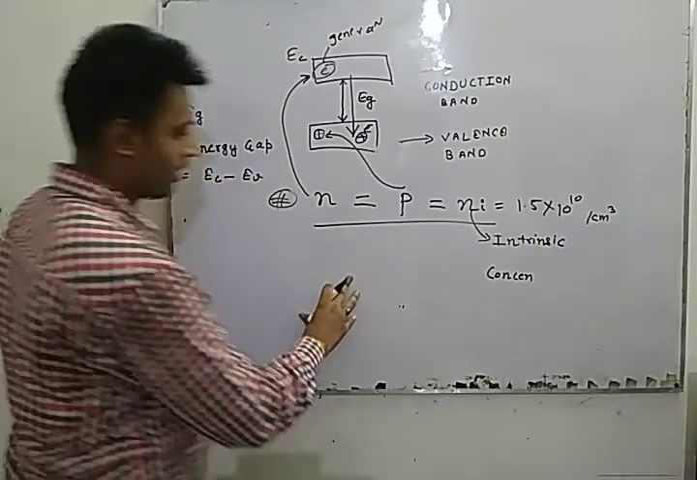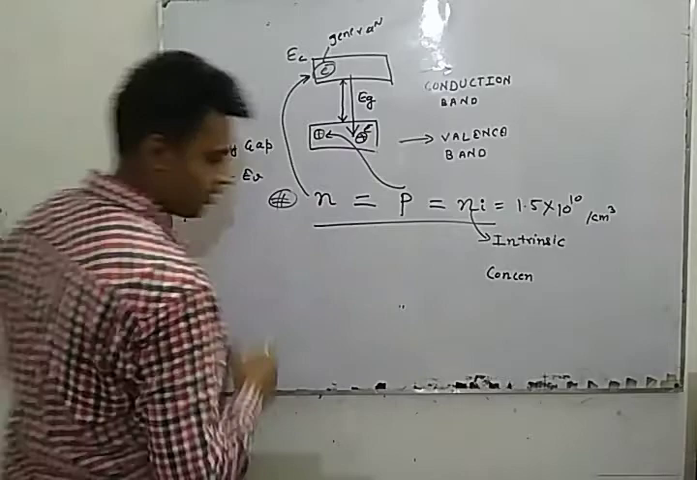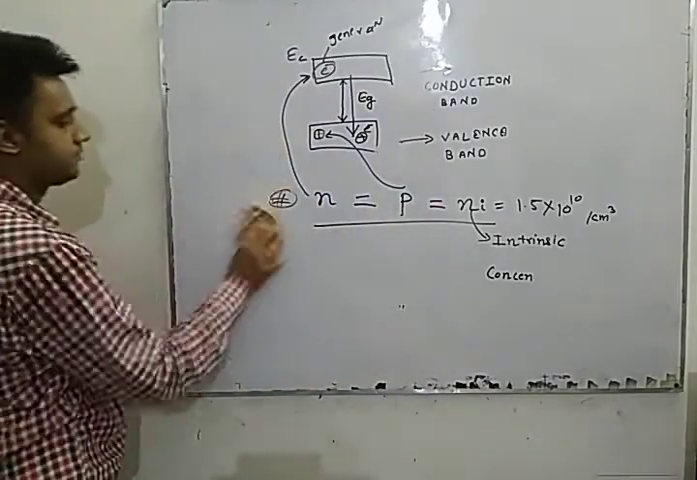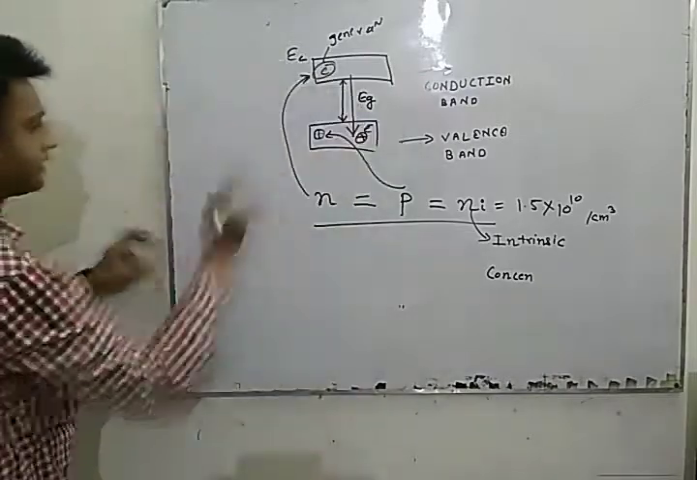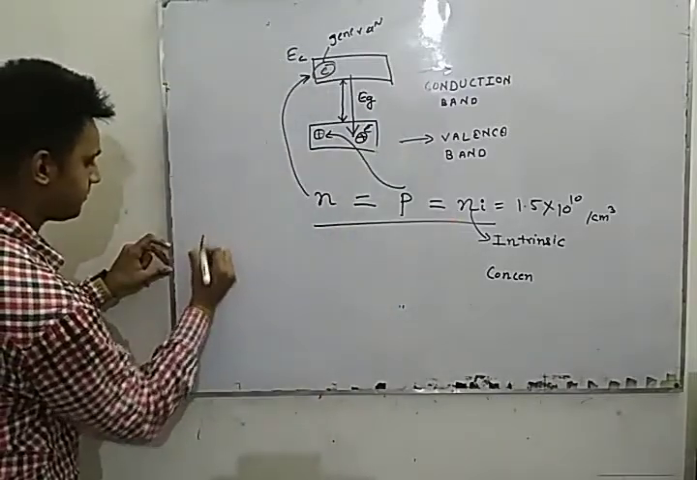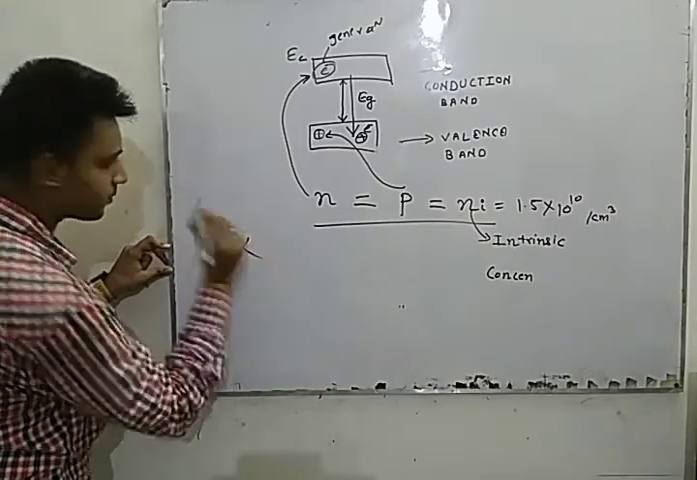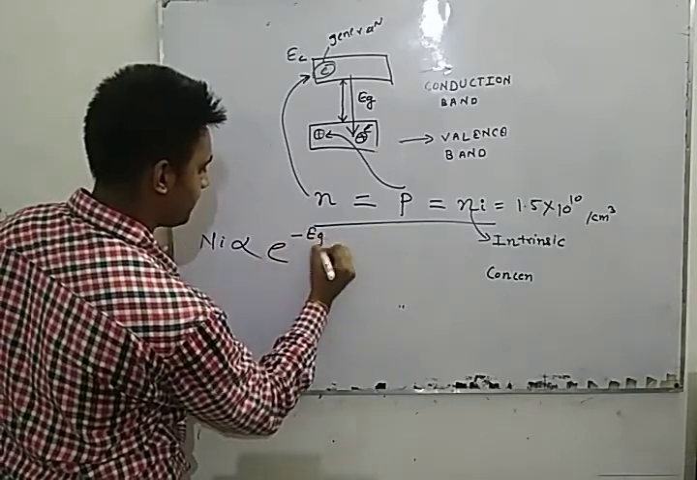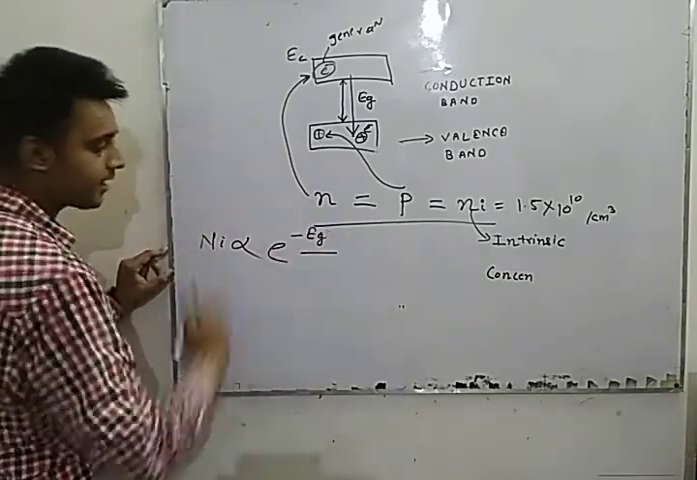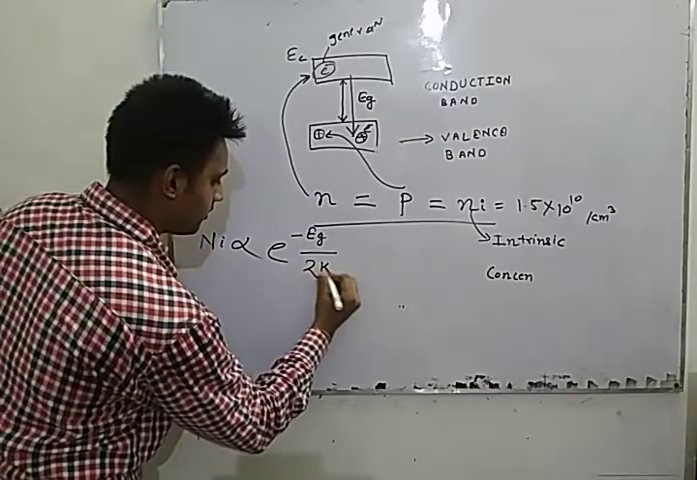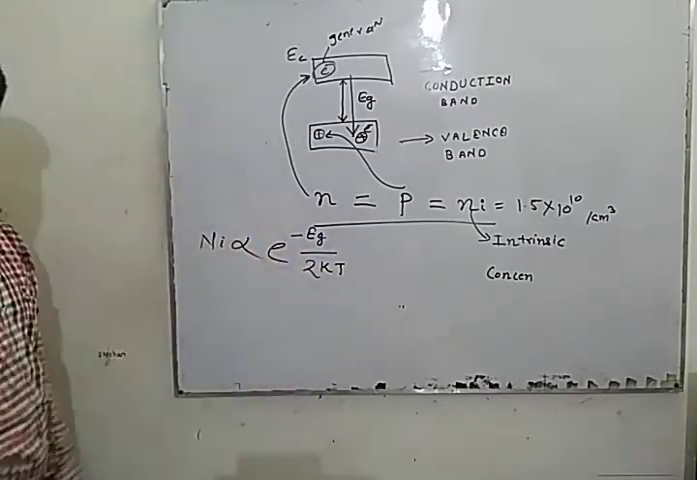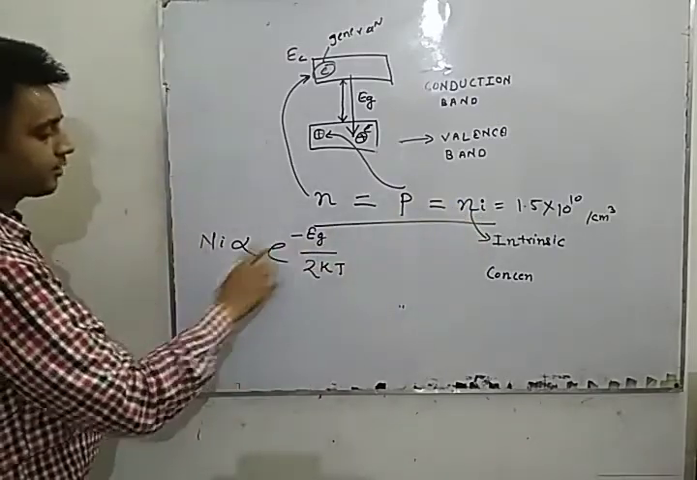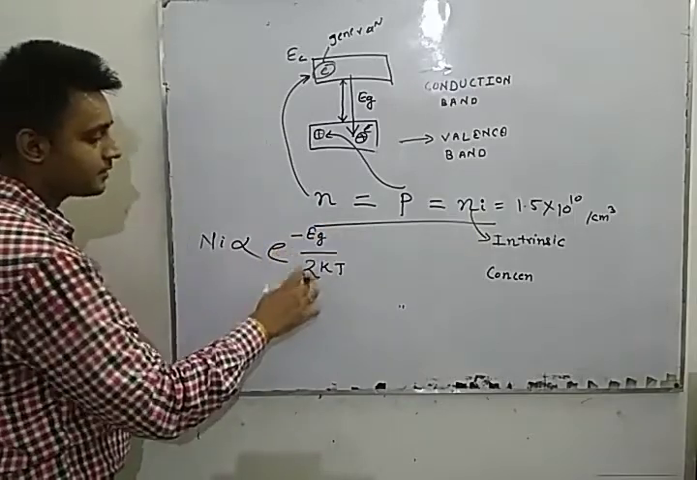Now we will see, here we have the thing we already know, the energy, that is EC minus EV. Ni, that is the value of Ni, is directly proportional to the exponential of Eg, that is the energy band gap, upon 2kT. That is, the intrinsic carrier concentration Ni is directly proportional to the exponential of minus Eg upon 2kT.